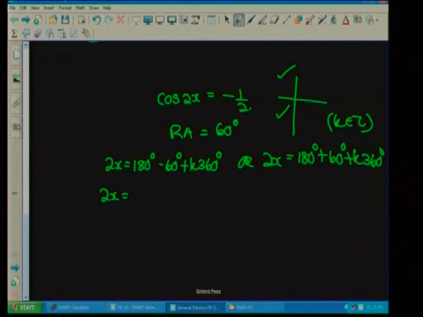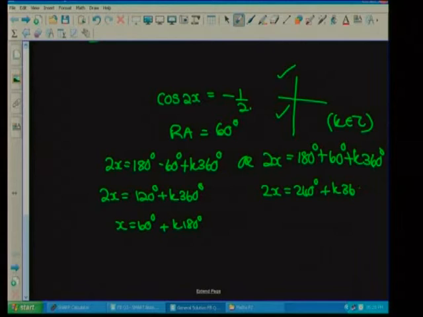So 2x is equal to 120 plus k 360, and therefore x is 60 degrees plus k 180, and you would do the same here. You'd say 2x is 240 plus k 360, and you would do the same thing. So just remember that's all that you would do differently if your angle was more complicated.